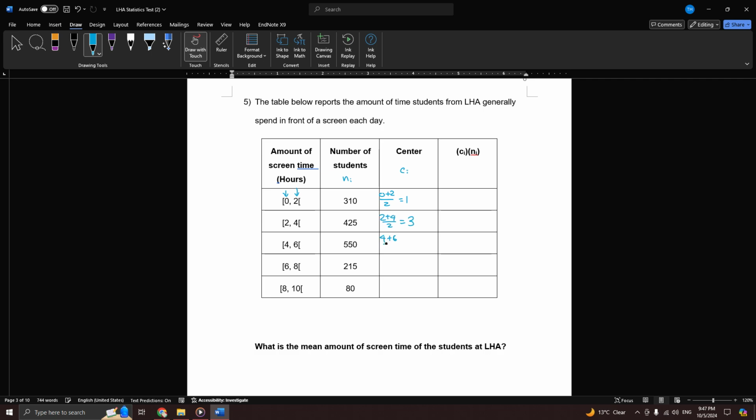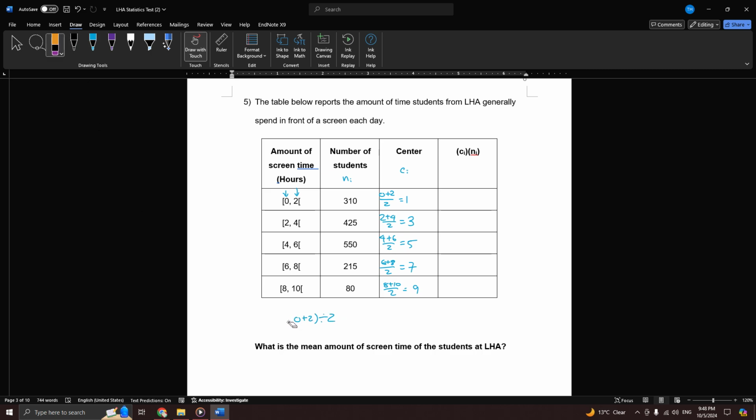4 plus 6 divided by 2. That's going to give me 5. 6 plus 8 over 2. That's going to give me 7. 8 plus 10 over 2. That's going to give me 9. Please try this out yourself if you have a calculator. Make sure you're adding the numerator first, find what that number is and then divide by 2. Or use brackets. So do something like (0 plus 2) divided by 2 on your calculator.